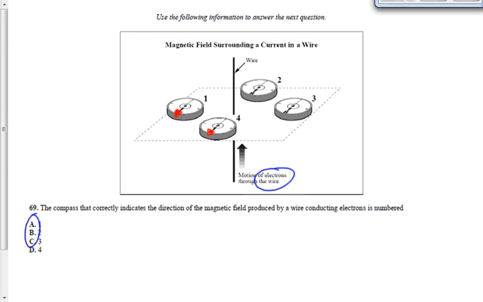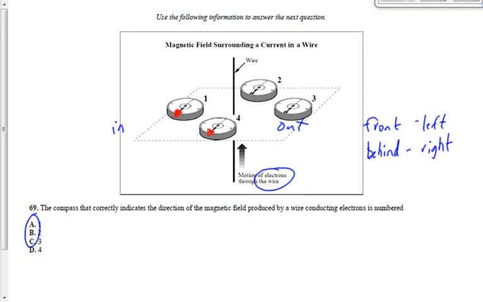Thumb in the direction of the particle, which is up the page. Left thumb because it's a negative particle. Fingers are going to point, well, to the right of it, my fingers point out of the page. To the left of it, my fingers would point into the page. In front of the wire, my fingers would point to the left, and behind the wire, my fingers would point to the right.